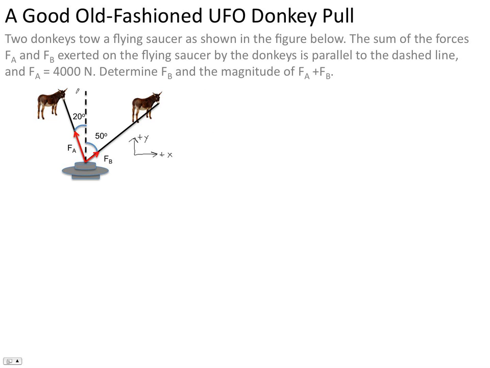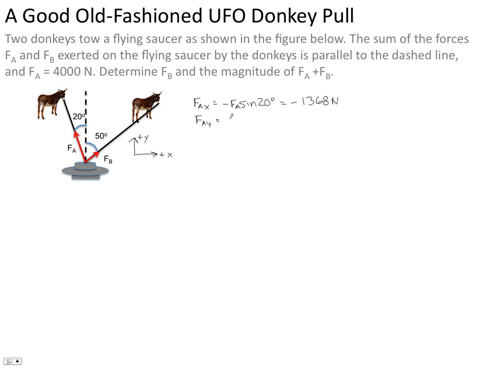And since we're given the magnitude of Fa and the angle, this angle 20 degrees, we can go ahead and resolve Fa into its x and y components. So the x component of A is going to be pointing to the left, so it'll be negative. And since that side of the triangle is opposite the angle given, the magnitude will be given by the sine function. When you plug this in your calculator, I get minus 1,368 newtons.